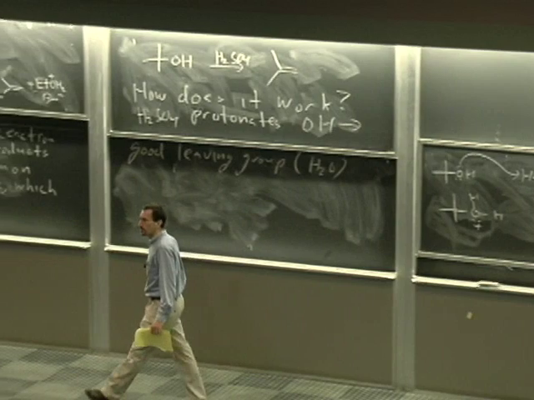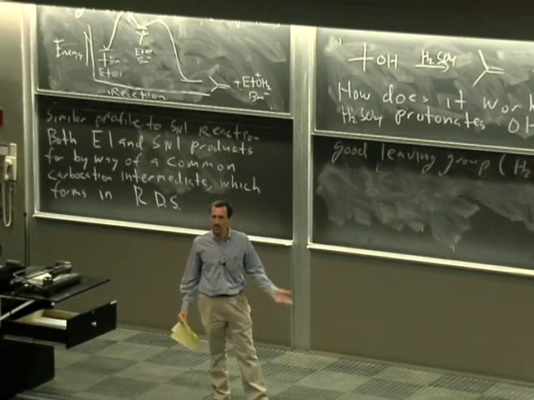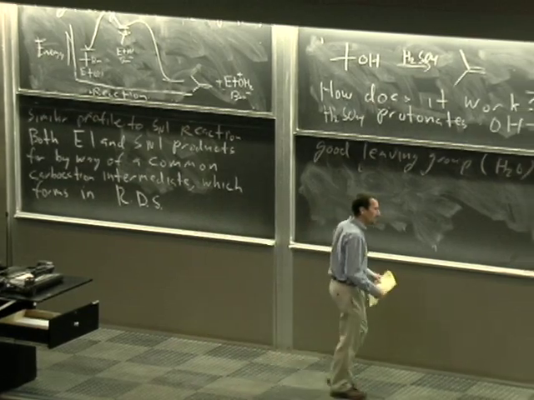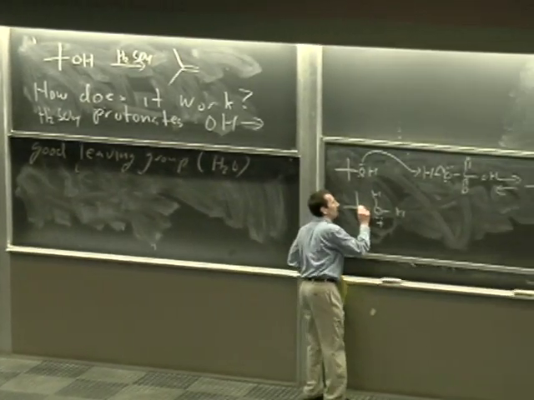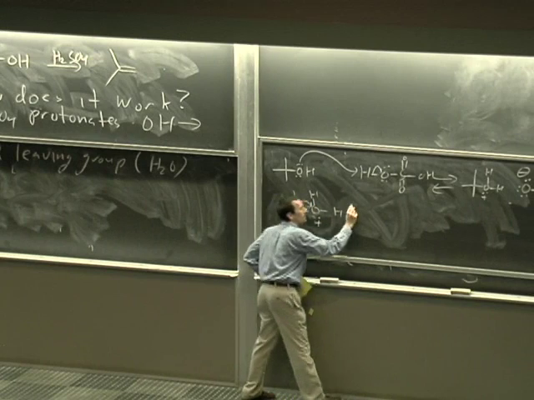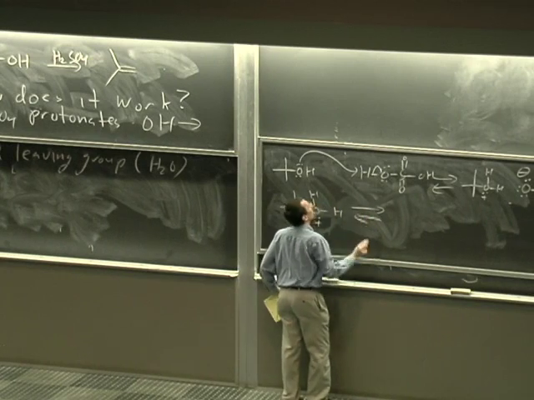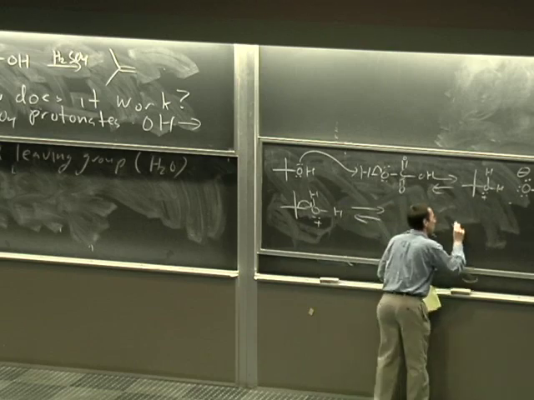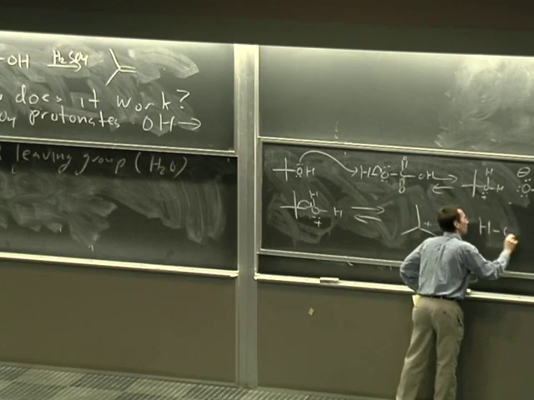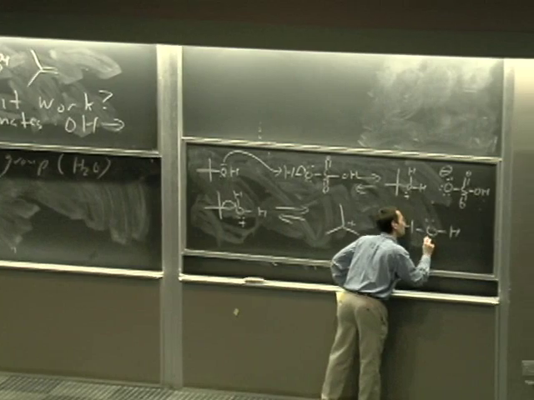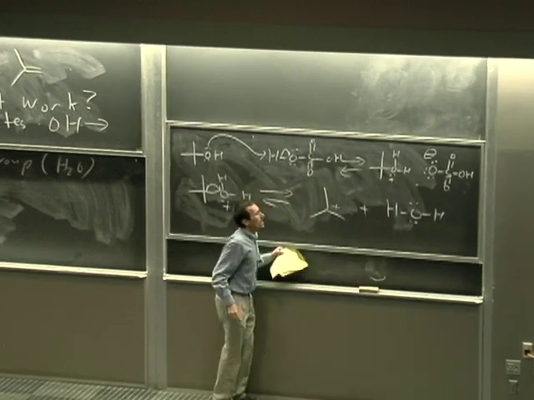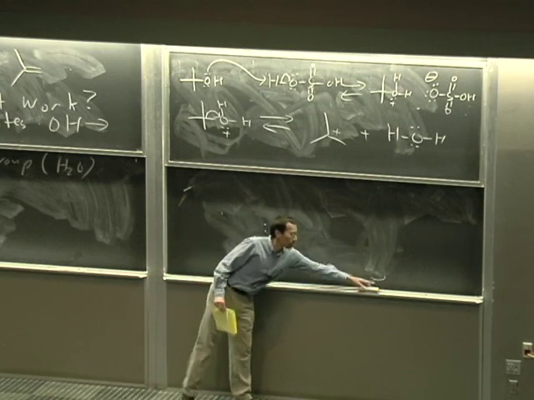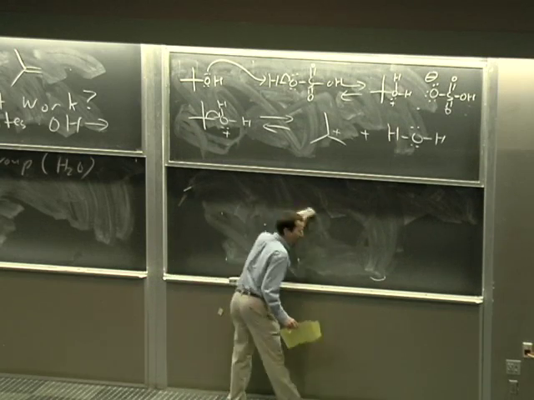Like bromide, water is happy to take a pair of electrons with it and say, bye-bye, you're stuck with 6. Here's our carbocation intermediate. And now we're in the exact same position that we were in with our previous E1 reaction.